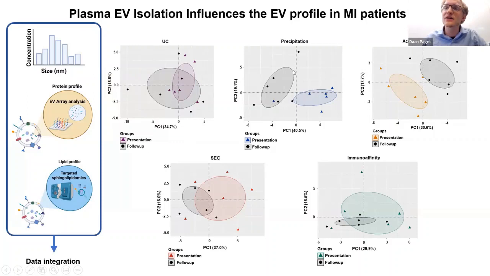Which you can see by looking at the 95% interval ovals, essentially. And so if they overlap, it means we couldn't really see a difference in the EV profile. But if we see a nice separation, we can see that there is a difference between these two profiles. And so this was quite interesting to look at. And so essentially, this is kind of where the paper ends.